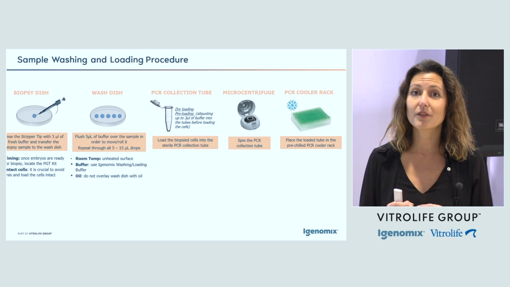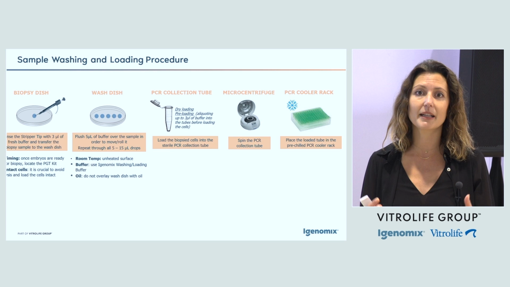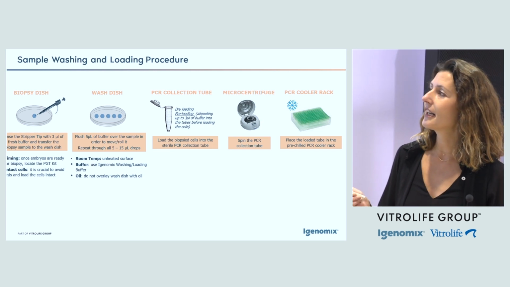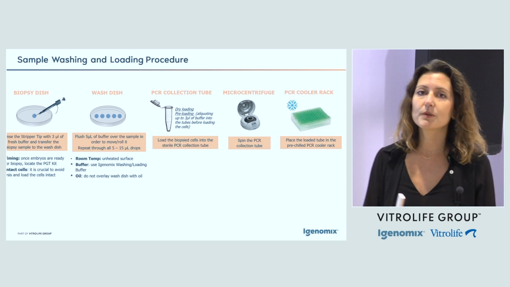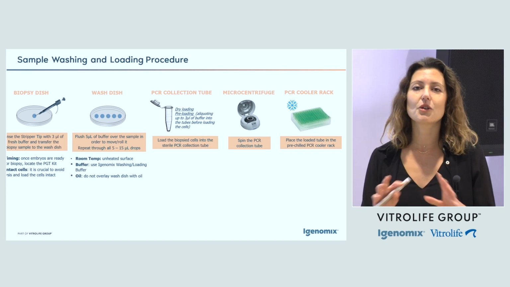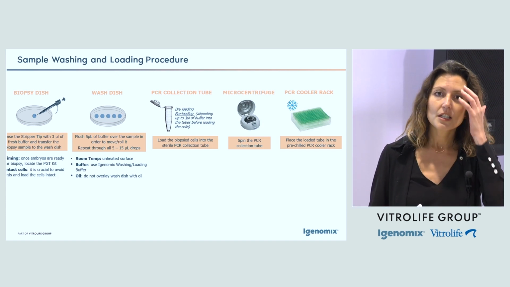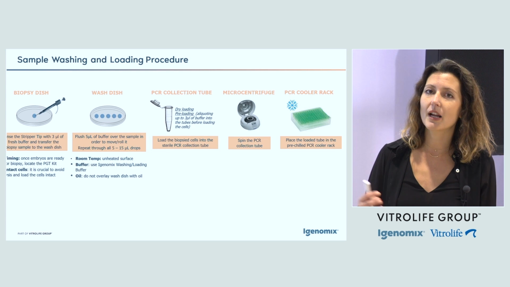So just be careful with that. It's very important and might have an impact on your informativity rates. And finally, it's the oil. Once you move to the washing, it's important that you're not using oil anymore. So what is the connection between using the oil and the informativity?